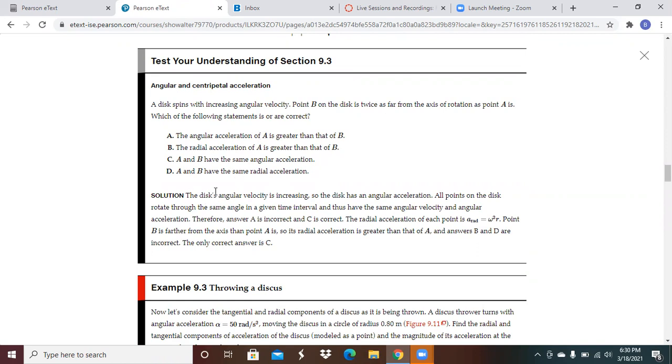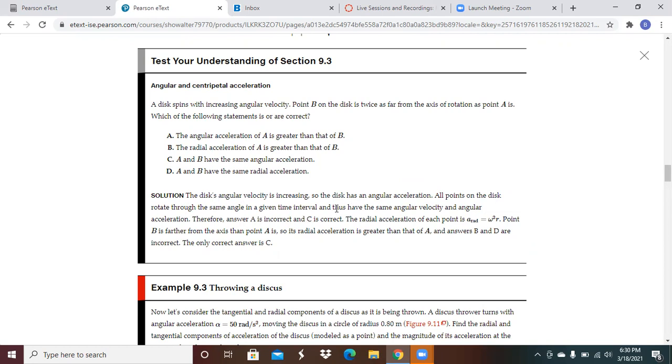The disk's angular velocity is increasing because that's what it's telling us. So the disk has angular acceleration. Well, that makes sense. It's getting faster, so the angle is accelerating. All points on the disk rotate through the same angle in a given time interval and thus have the same angular velocity and angular acceleration.